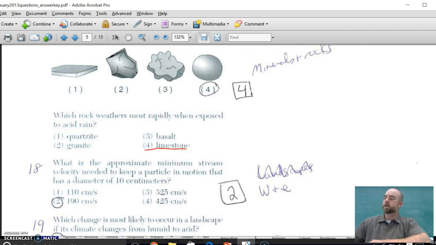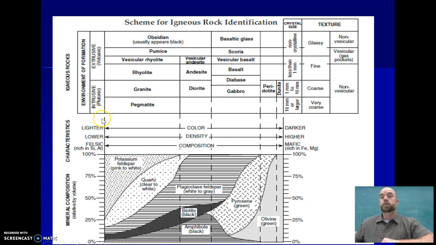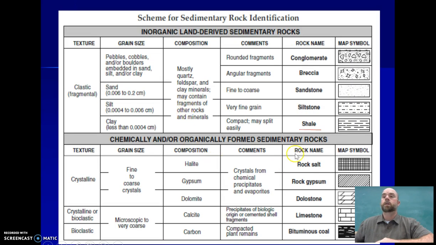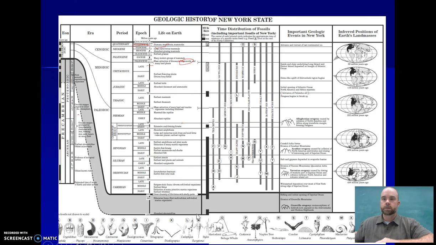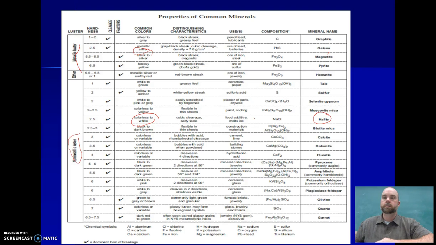Because if we go to the ESRT, if you forgot, the ESRT says limestone. Limestone is made of calcite. And if you were going to look at calcite, calcite bubbles with acid. That's it.